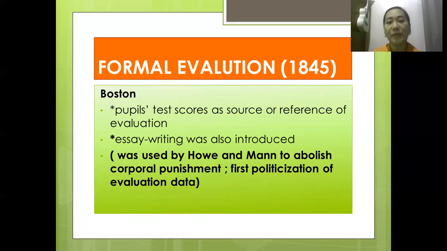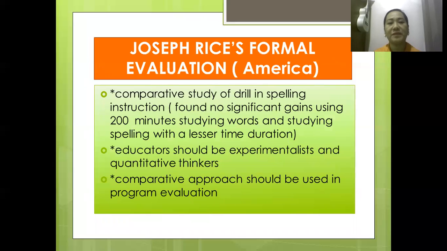There was also a formal evaluation in 1845, which started in Boston, with pupils' test scores as a source of reference for evaluation. They also had essay writing. It was an issue, because in Boston, program evaluation was first politicized at that particular moment in time, because Horace Mann tried to abolish corporal punishment, making the pupils write essays as their evidence to abolish this corporal punishment.